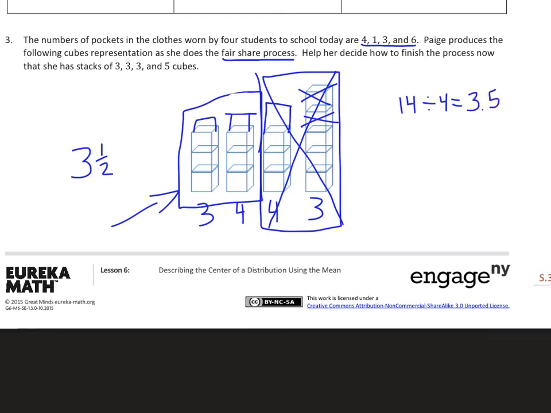3.5. So when doing the fair share method, you try to get it as close to there as possible. And then if you have to cut one of the cubes into fractions to make it even, then that would be your leftover piece.